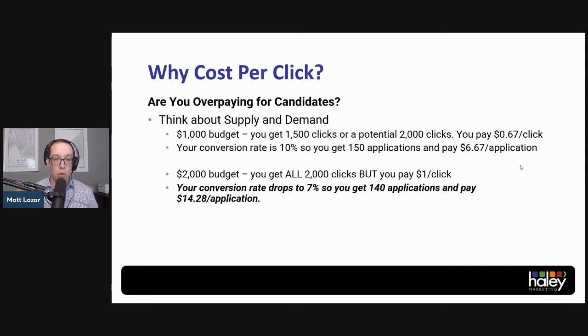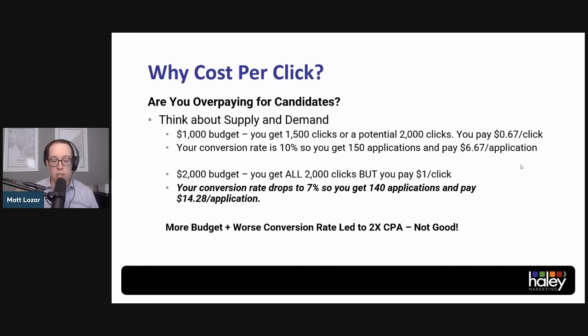So now you doubled your budget. Your conversion rate decreased. Your applications went up, not by very much. Actually, you have fewer applications. And your cost per application went up, more than doubled. Not good at all. You doubled your budget. You more than doubled your cost per application. So that is not good.